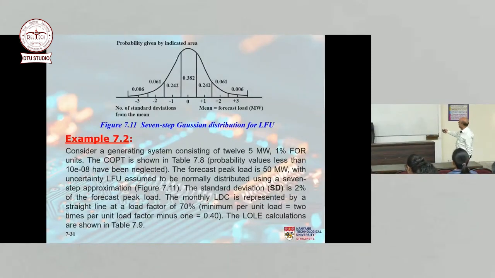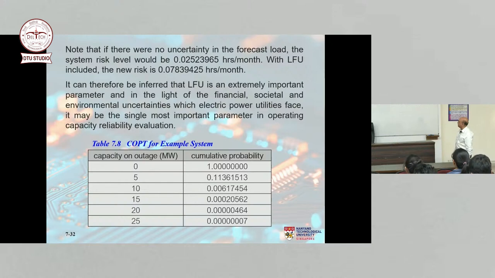So let's look at the remaining data. The standard deviation is given as 2% of the forecast peak. The forecast peak is 50 megawatts, so 2% of that is 1 megawatt. So the standard deviation is 1. The load duration curve is represented by a straight line at a load factor of 70%. For those who are not familiar with the term load factor, the minimum load is 2 times the load factor minus 1, so it's 0.4. In other words, it's going from 50 megawatts to 40% of 50, so 50 to 20 megawatts, in a straight line. The loss of load risk is what we are after.